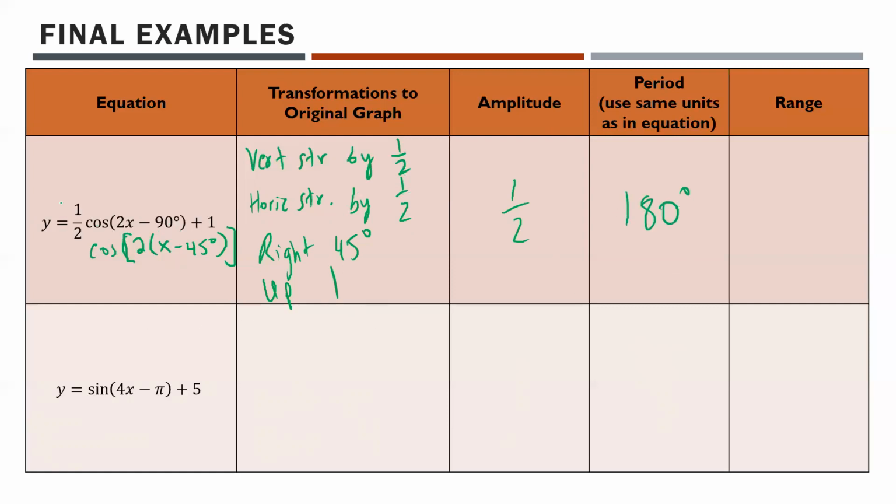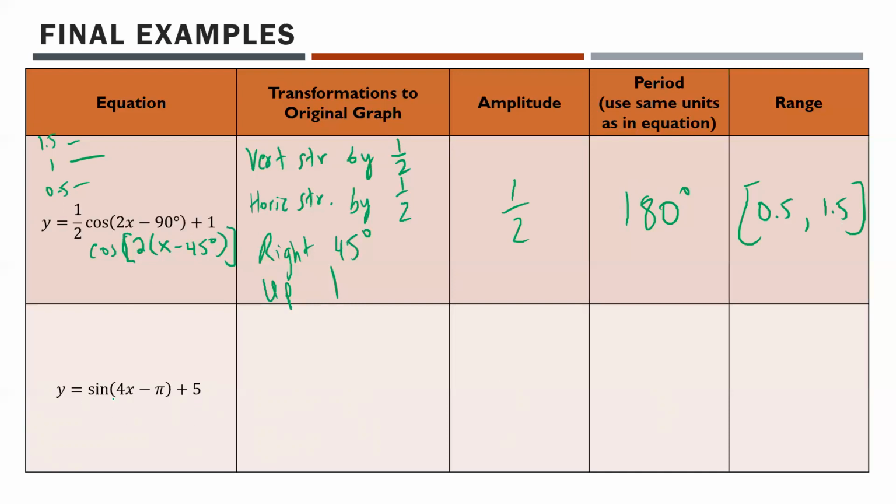And then your range, use that strategy I showed you before. Your midline is at 1. What's our amplitude? Oh, 1/2. You're going 1/2 above it and 1/2 below it. So we're going from 1.5 to 0.5. So our range here is 0.5 to 1.5. Remember, it's minimum to maximum, always.